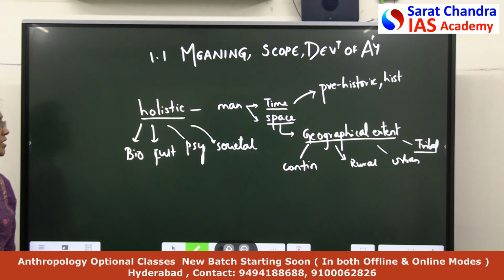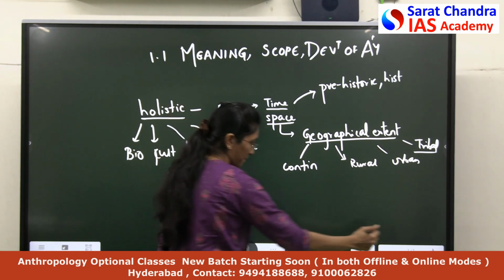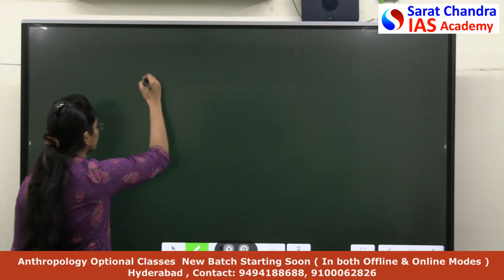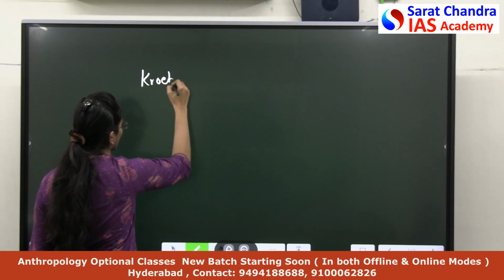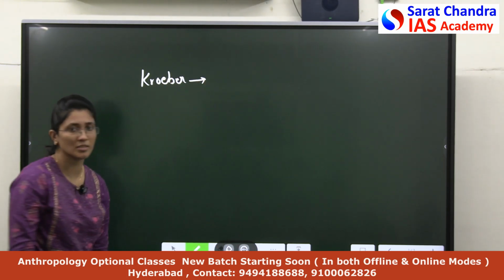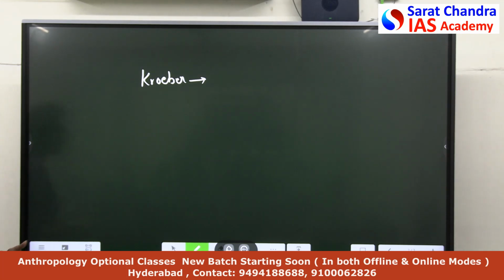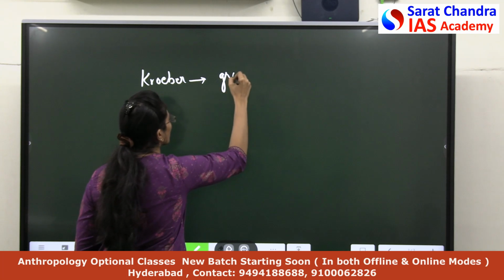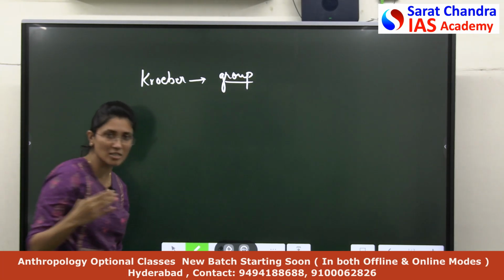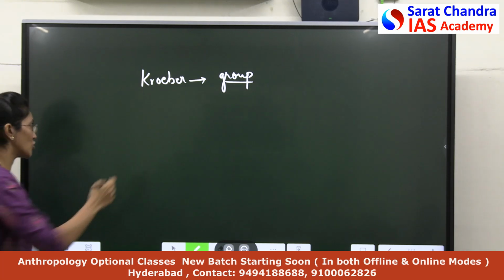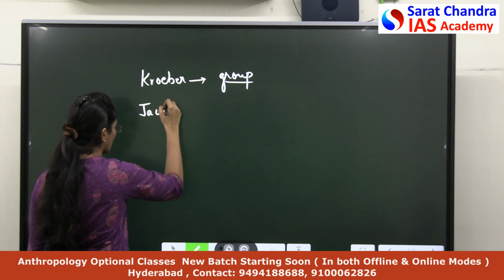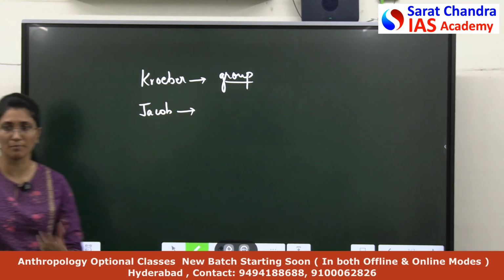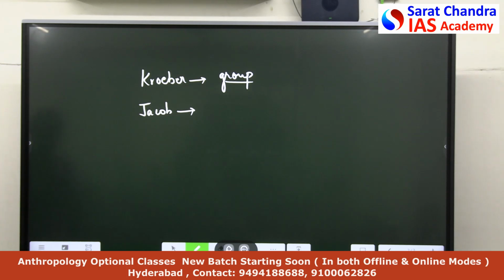Right. So different anthropological thinkers gave different definitions of anthropology. For example, Kroeber says anthropology is a study of group of men and their behavior. For him it's group behavior. And Jacobs and Stern say anthropology is the biological, cultural and social development of man. It's a study of the biological, cultural and social development of man ever since he was born on the earth.